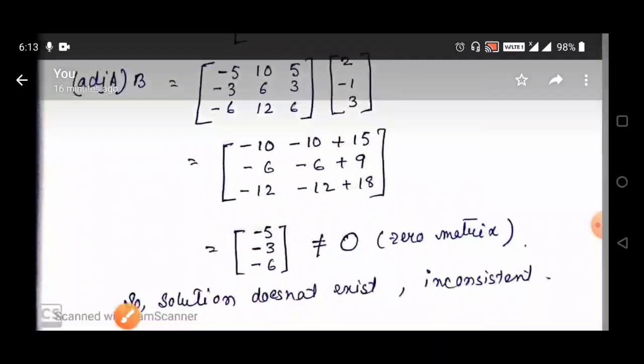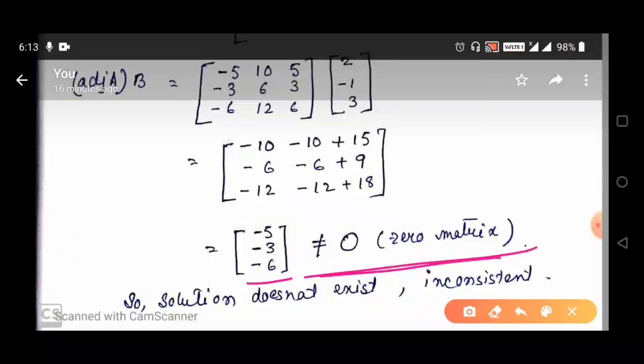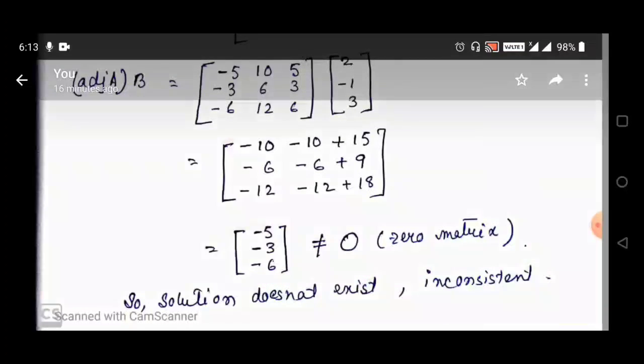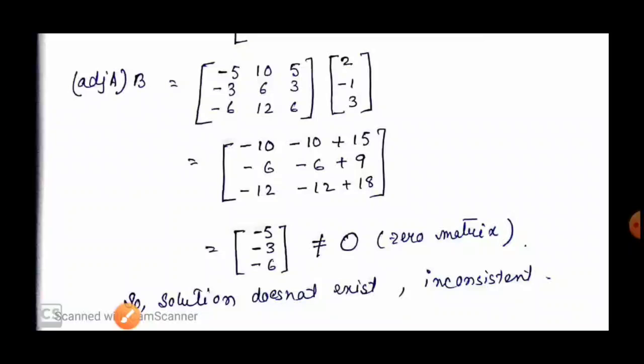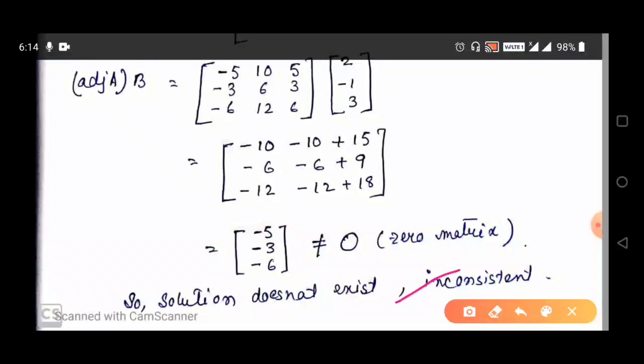From here we will get minus 5, minus 3, minus 6, which is not a zero matrix. Whenever adjoint A into B is not equal to O, then a solution does not exist, and therefore the system of equations is inconsistent. So here our answer will be inconsistent. In this way we will check the consistency of the system of equations.